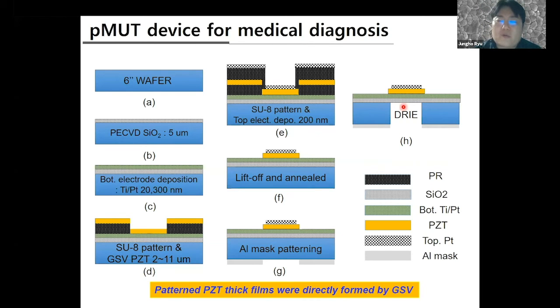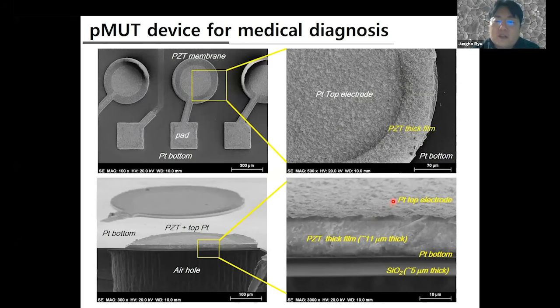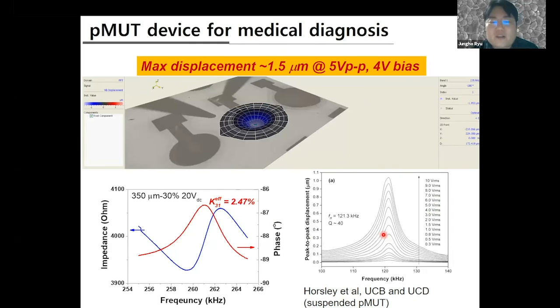This is a real device. So on 6-inch wafers, we made the PMUT devices with more than 2,000 elements or patterns. This is a magnified view. So you can see here, the PZT thick film is 11 micron, and very highly dense. Of course, the quality itself is lower than the sputtered films, but thick films have some meaning. So we made the beautiful PMUT devices, and we tested the vibration and acoustic power as well.